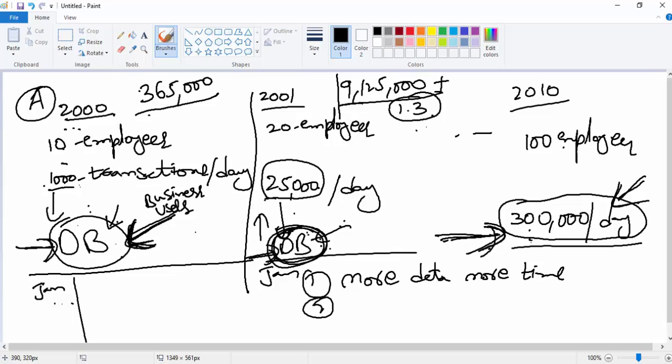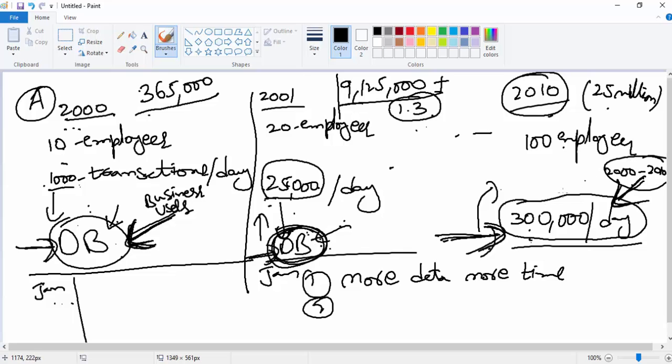Now, there may be one more reason. By end of 2010, let's assume you got a data of around 25 million records. Out of those 25 million records, the updates happen only on the data for 2010, but business users might be taking data from 2000 to 2010. You might be seeing a difference here. Even though you have 25 million records, the users are only going to update the data that is related to 2010.